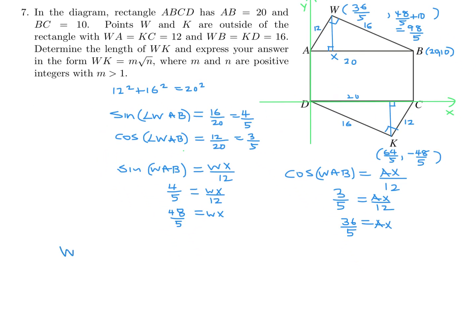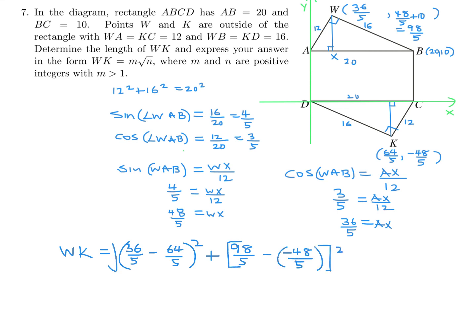So the distance WK is going to be the square root of (36/5 minus 64/5) all squared plus (98/5 minus 48/5) all squared. And don't forget to take the square root. Okay, so this is (28/5) squared, and this is (146/5) squared.